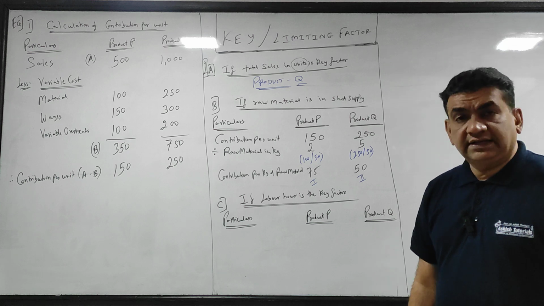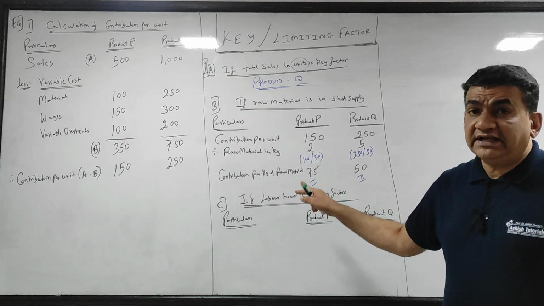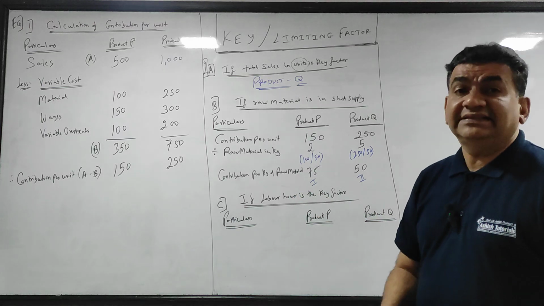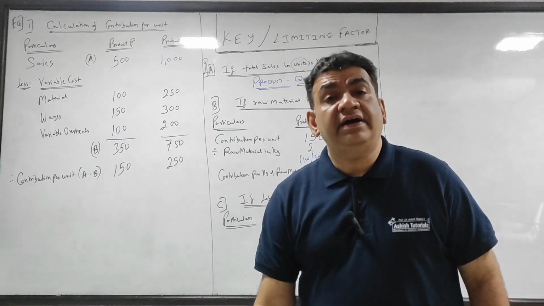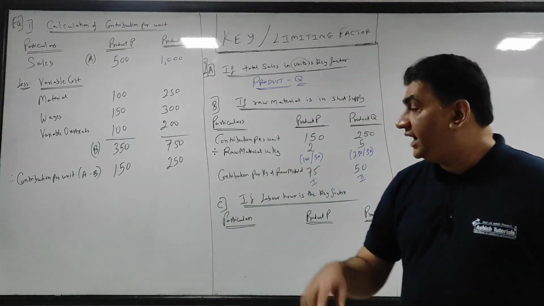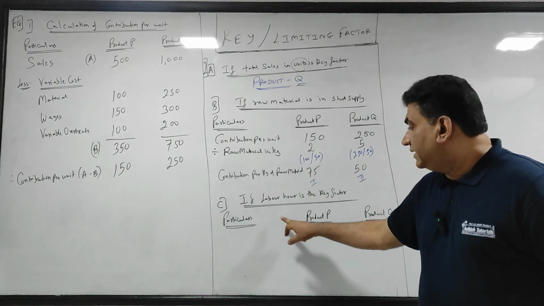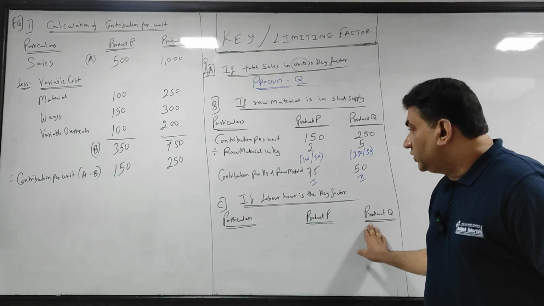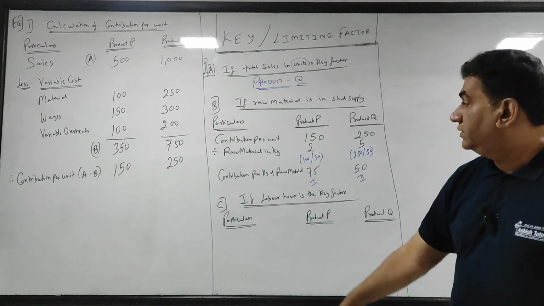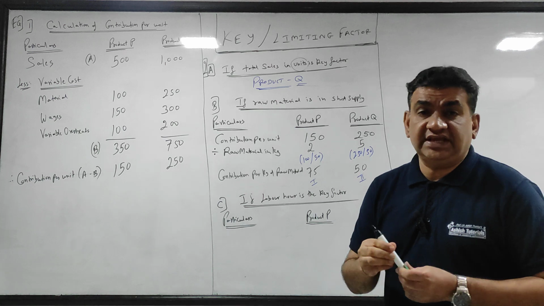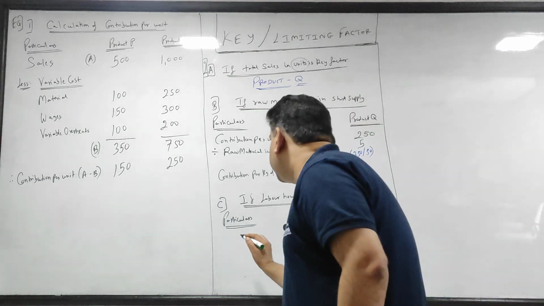Got it guys? Clear? So what was in B? Short supply of raw material. Now the next part, that is labor. Labor is in short supply. Now what will I do? If labor is the key factor or in short supply, for particular products P and Q, same thing what I told you: for every part we need contribution per unit as the base. So first write the contribution per unit.